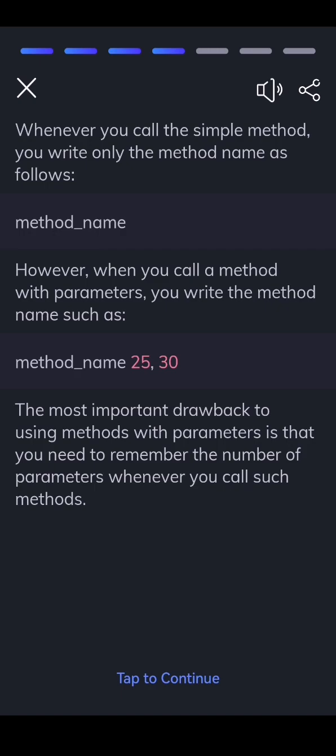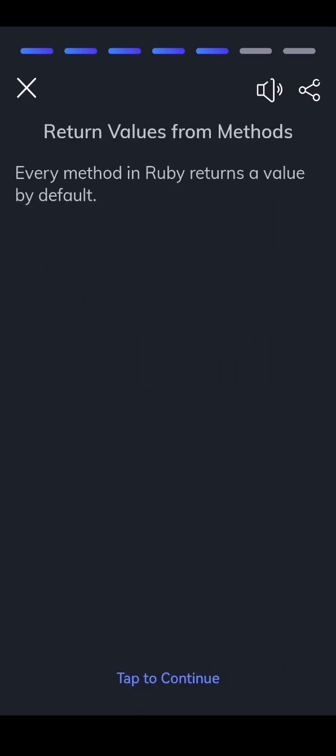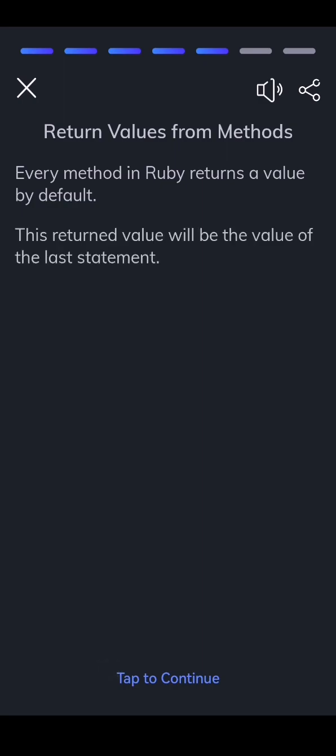The most important drawback to using methods with parameters is that you need to remember the number of parameters whenever you call such methods. For example, if a method accepts 3 parameters and you pass only 2, then Ruby displays an error. Every method in Ruby returns a value by default. This returned value will be the value of the last statement.